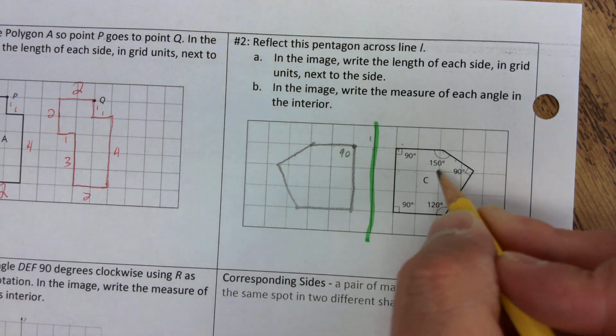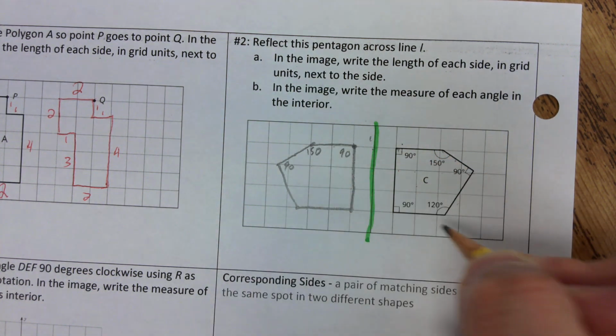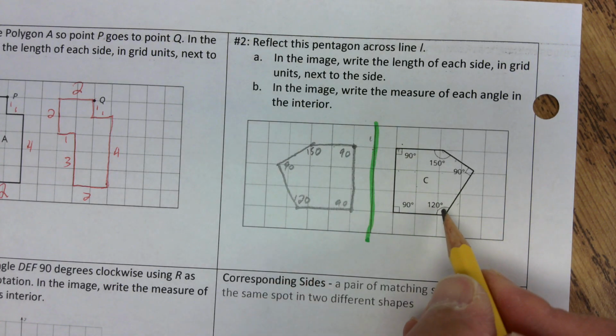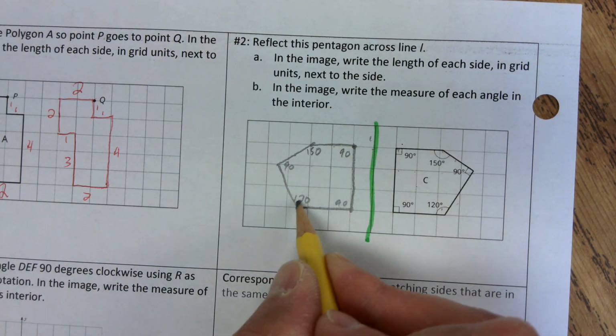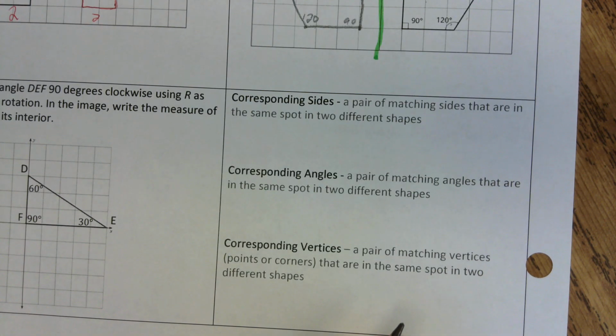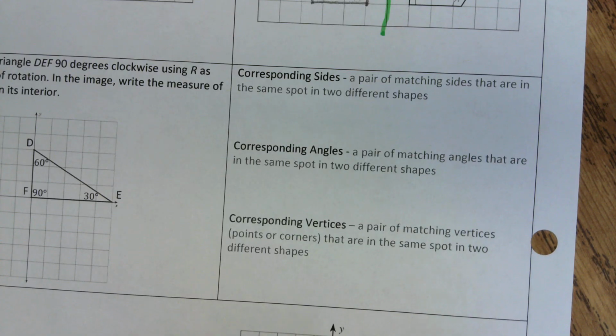This is an obtuse angle. It's going to match to that 150. This is a 90. It's matching to that. This is another obtuse angle at 120, and that's our final 90. You can see that this 120 corresponds to this 120, this 150 to that 150. And that's just corresponding angles. It's just pairs of matching angles.